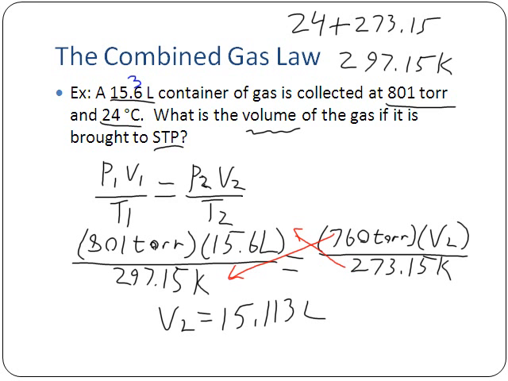Significant figure-wise, taking a look at that, what we see here is that our original 15.6 has 3 significant figures, 24 degrees has 2 significant figures, 801 torr has 3 significant figures. Normally we'd have 2 here, except that this one right here is rounded to the ones place for your temperature. When that comes over here, that'll be rounded to the ones place, which gives 3 significant figures. And the 273.15 is exact. That means we're going to have 3 significant figures for our final answer. So 1, 2, 3. Our final volume here is going to be 15.1 liters.